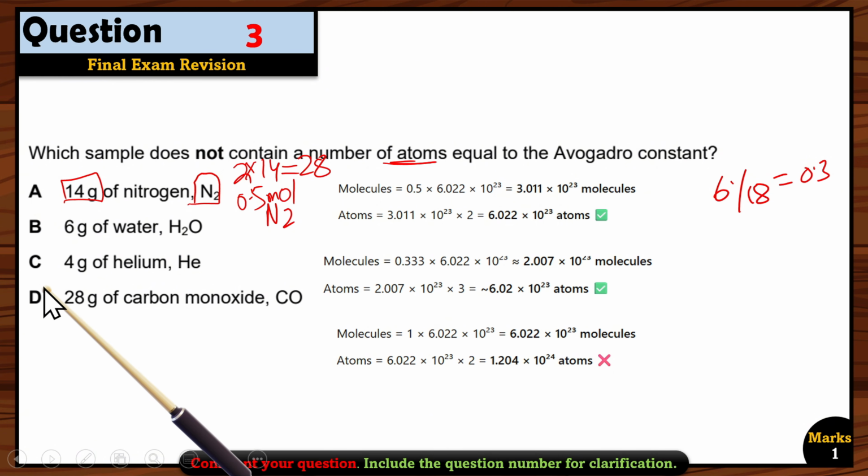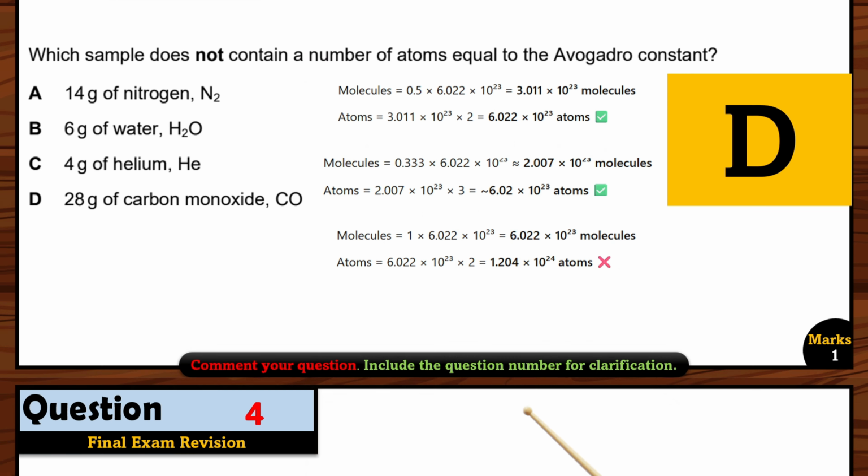Why? Because if you see, 28 gram of carbon monoxide is actually 1 mole of carbon monoxide, right? So 1 mole has 6.02 × 10^23 molecules, but they are asking about the atoms. So how many atoms do we have? 2 atoms. So if you multiply 2 with Avogadro's constant, it will become double, 1.204 × 10^24. It means it's more than Avogadro's constant. So option D is the right option.